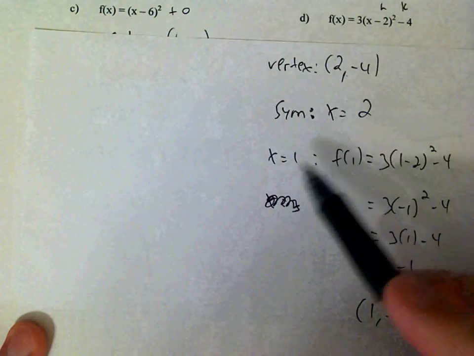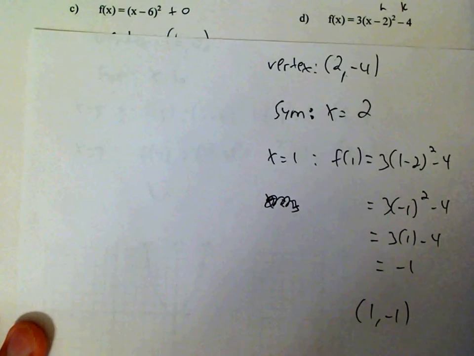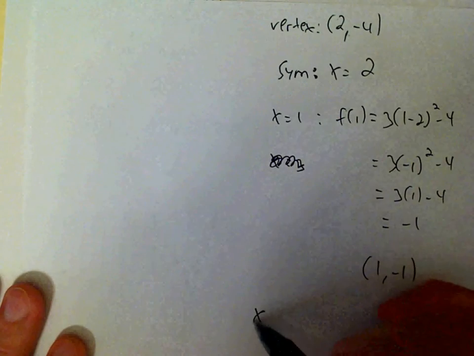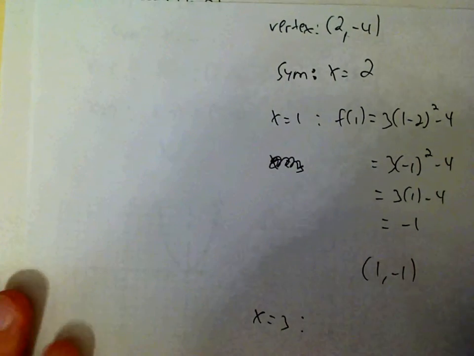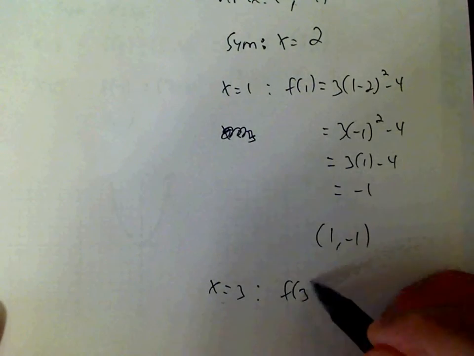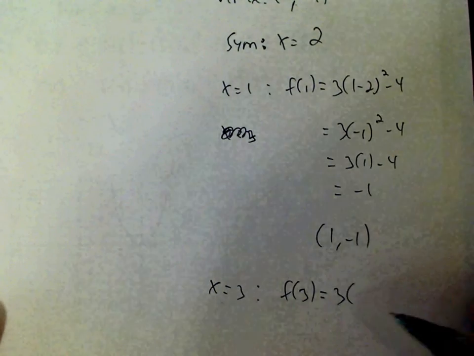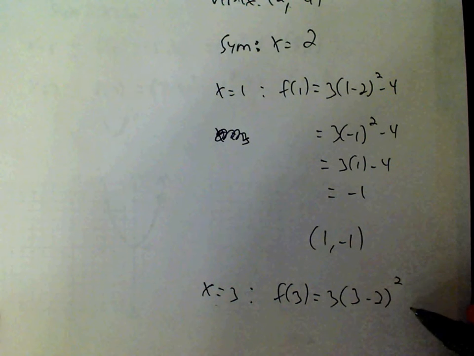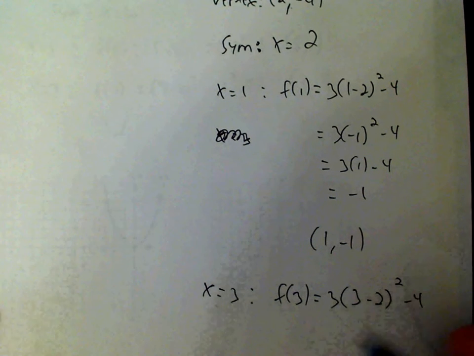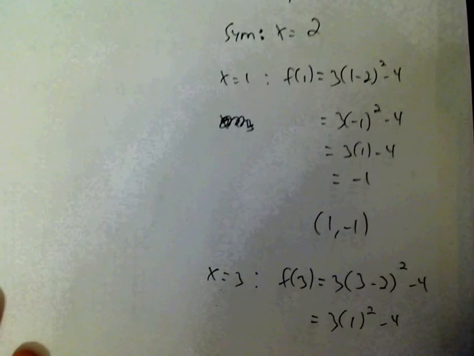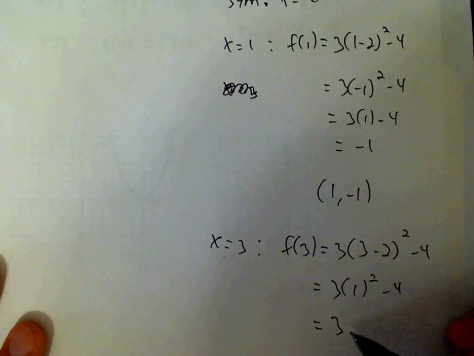And then I said I was going to use x equals 3, so I'm going to be a man of my word. I'm going to use x equals 3 and substitute that into the original function. So we have f of 3 equals 3 times (3 minus 2) squared, minus 4. Do parentheses first, you get 1 squared. 1 squared is 1.